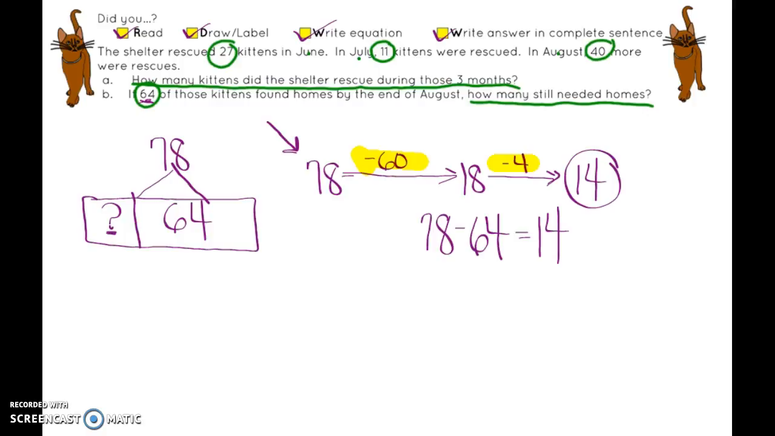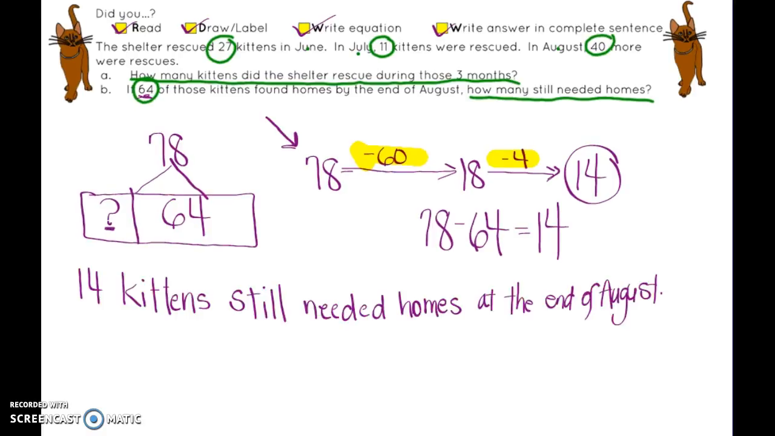Double check your work, make any corrections. So to wrap my problem up, I'm going to write it in a complete sentence. 14 kittens still needed homes at the end of August. If you did not write your sentence correctly, please go back and do so. And if you have any questions, please be sure and ask your teacher for help.